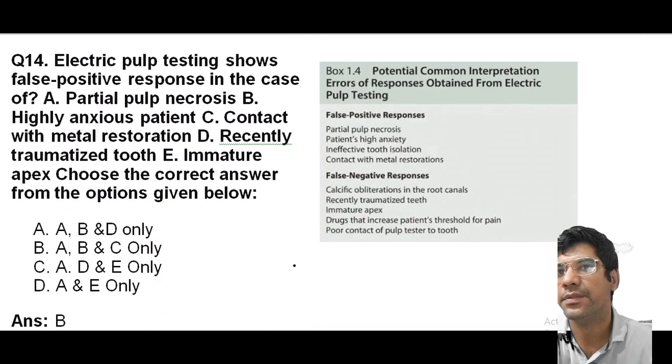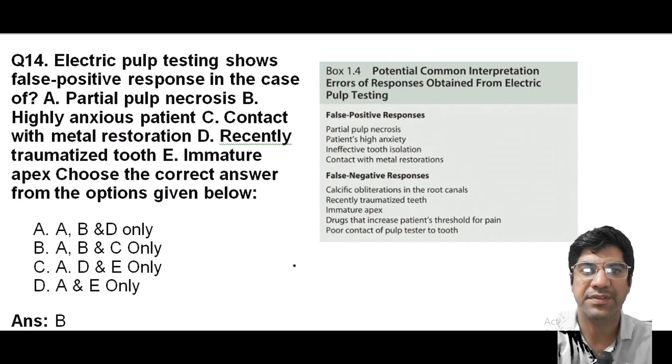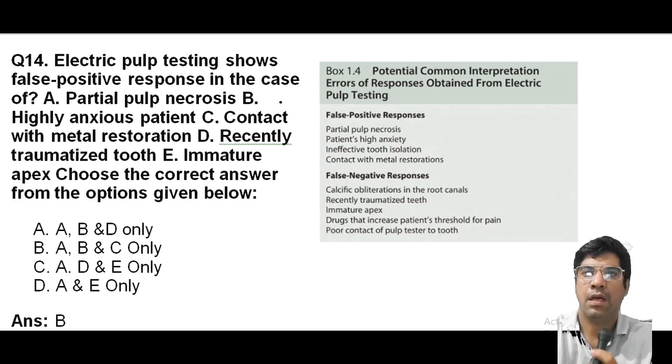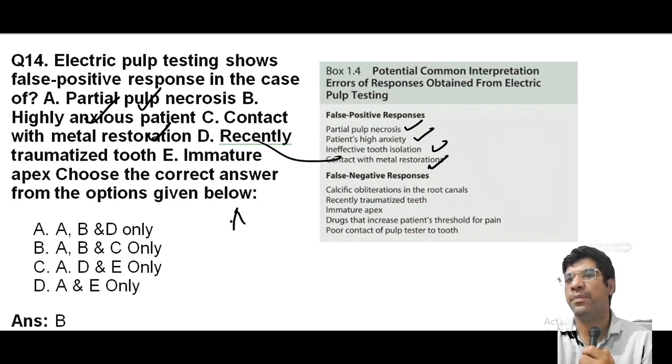Coming to the next question: the electric pulp test shows a false positive response in case of, well, remember this table from Cohen's. The false positive response is seen in partial pulp necrosis, a highly anxious patient, contact with the metal restoration, and ineffective tooth isolation. So the correct options would be A, B, and C.